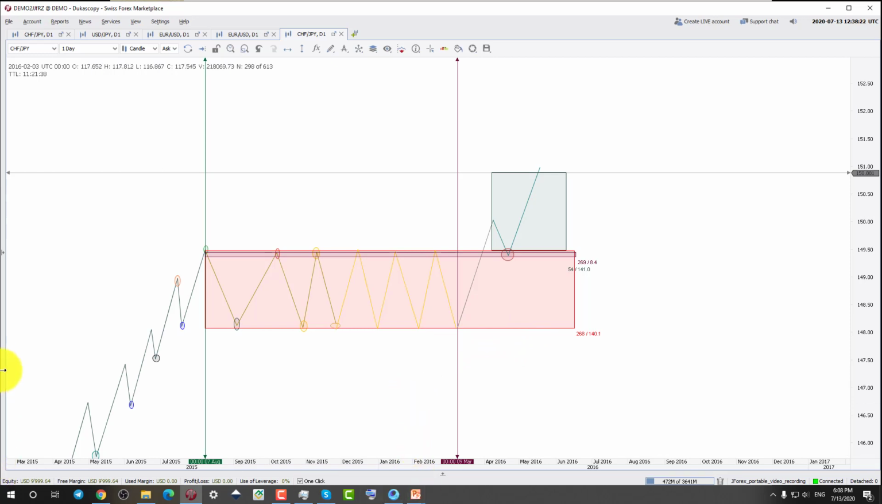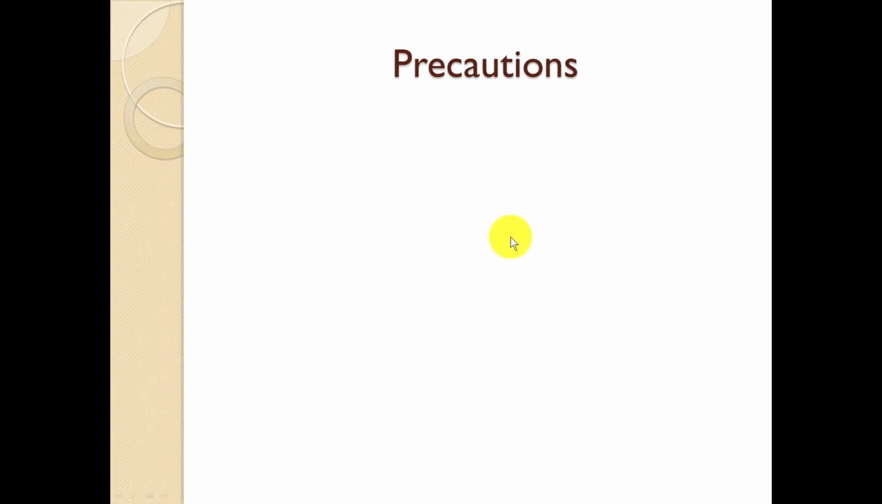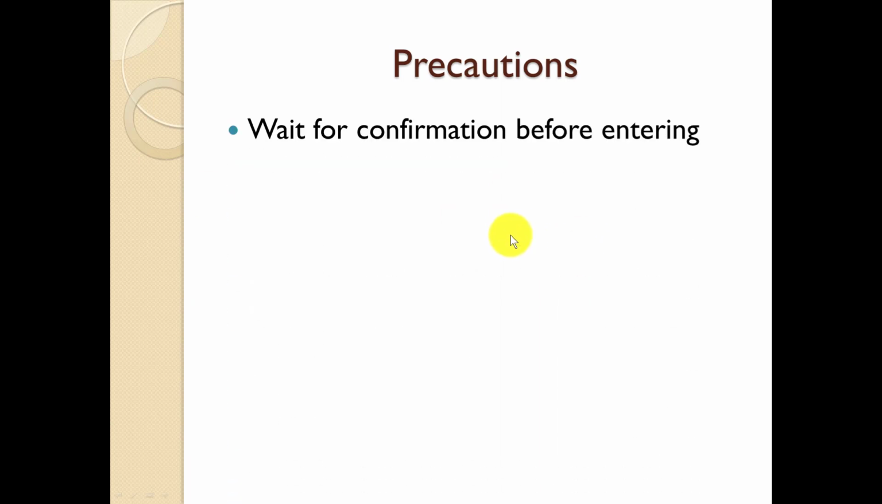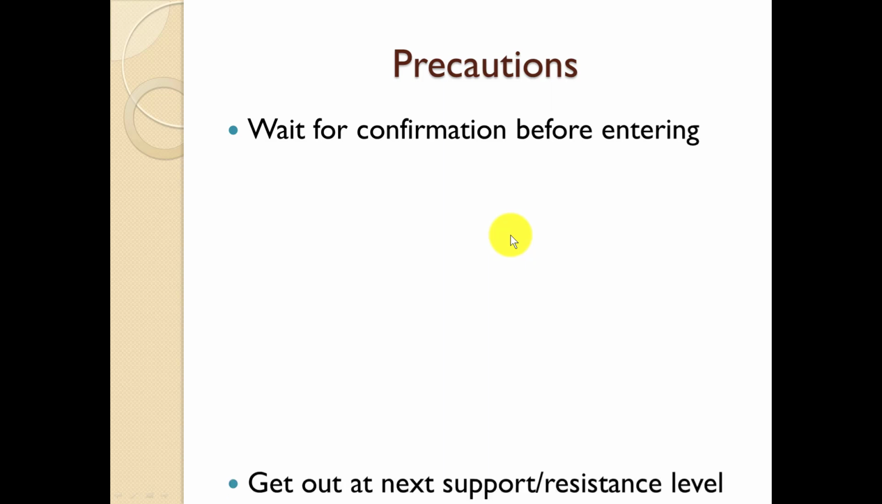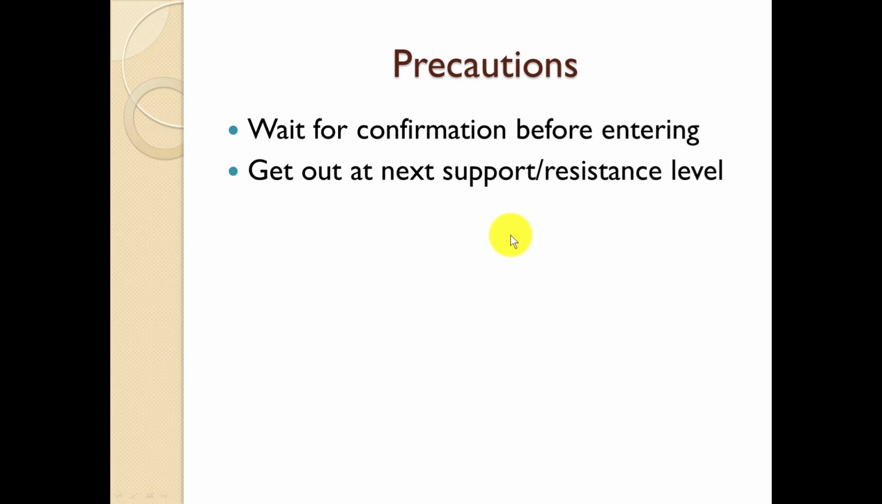And last but not least, we have to discuss a few precautions about this pattern. The first precaution: wait for the confirmation before entering. This is true for every pattern. You don't have to jump in out of fear of missing out. You will definitely get a second chance if the pattern retests the broken resistance or support as a new support or resistance. So you wait, and get out at the next support or resistance level.